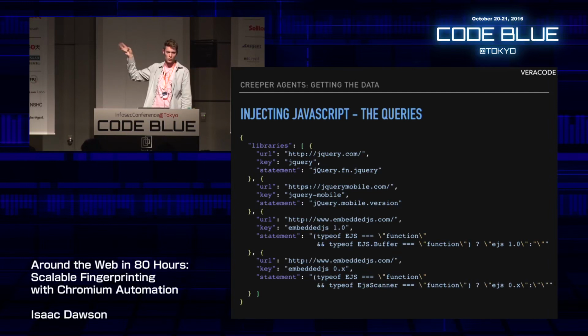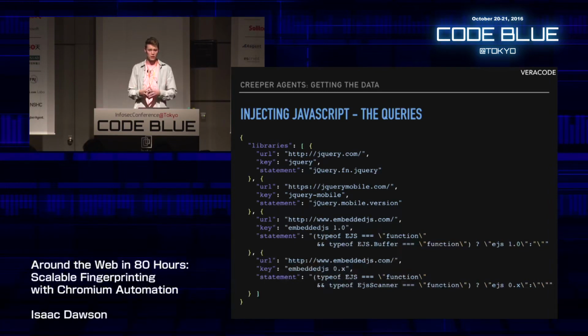There's 3 properties, the URL, the key, and the statement. The statement is what's actually being injected into the browser window context. And some of them are very easy to get the version information. For example, jQuery, you just do jQuery.fn.jquery, and it returns a string to you. Other libraries, not so easy. Embedded.js is a good example.